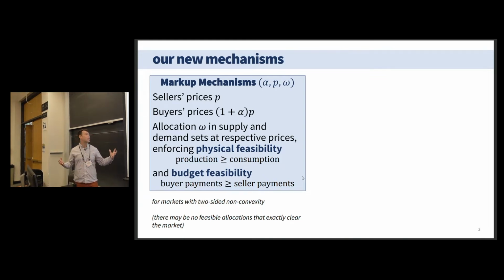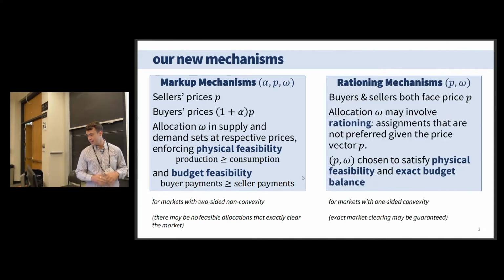And the goal of these types of mechanisms is to work in markets with two-sided non-convexities, where we may not be able to guarantee that there are even exactly market-clearing feasible allocations. And so these allocations will typically have some unused supply at the end, and the role of the alpha, the markup in that setting, is to pay for that unused supply.